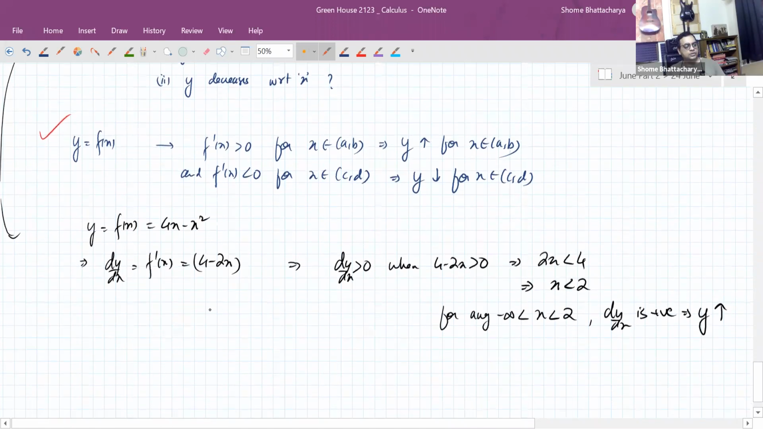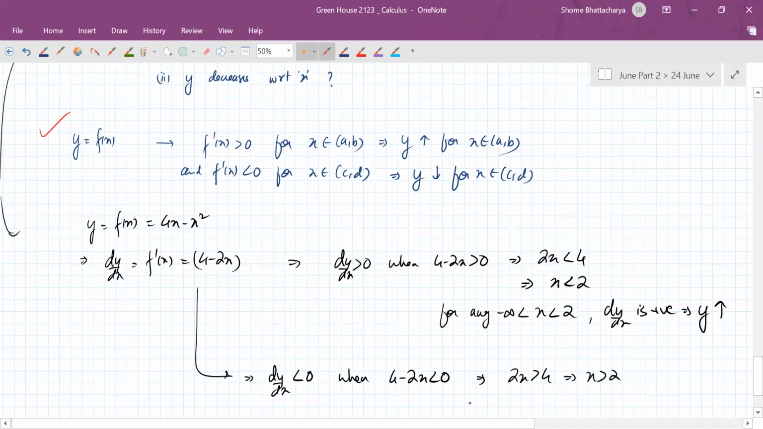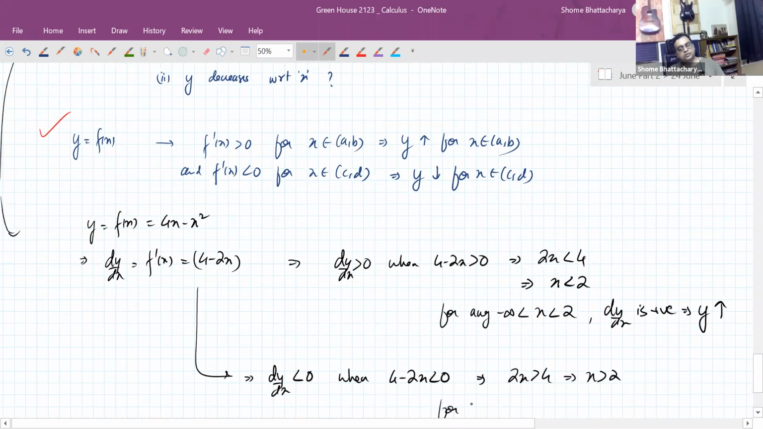And similarly, we can also see that dy by dx is negative when 4 minus 2x is less than 0. That means 2x is greater than 4, or x is greater than 2. So that means that for any value of x in this interval, the derivative dy by dx is negative, which means that y is decreasing.